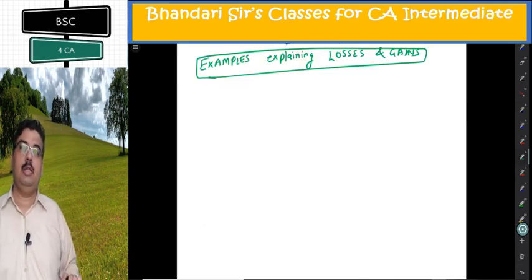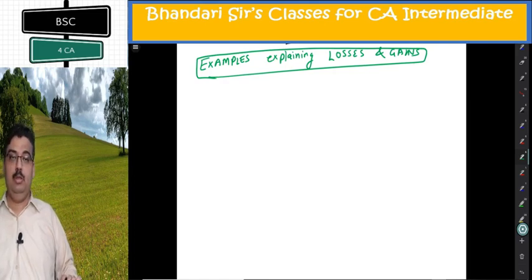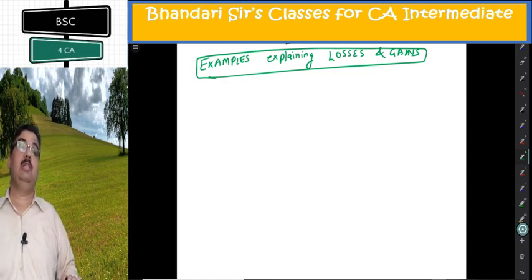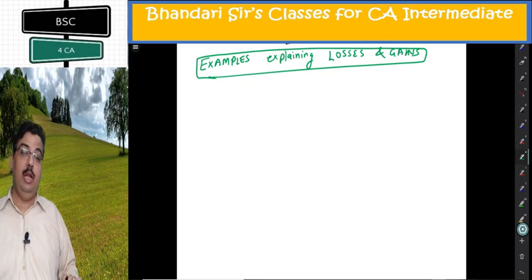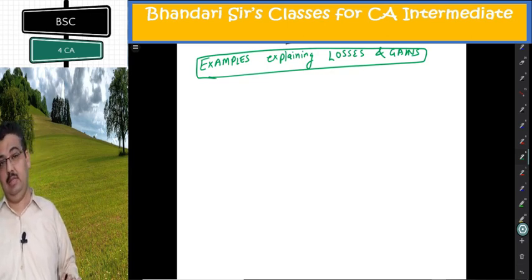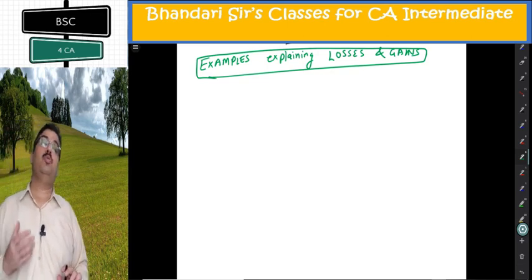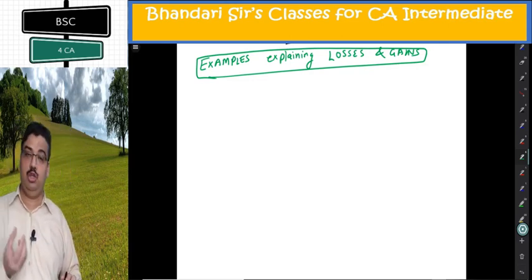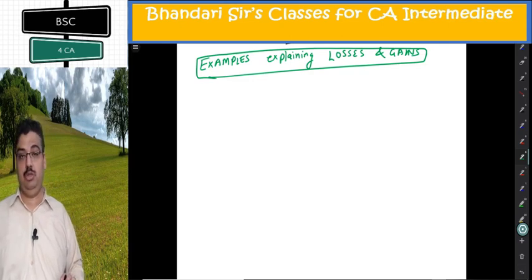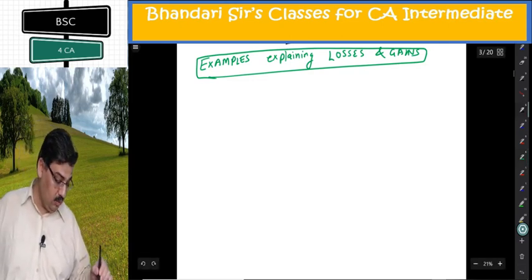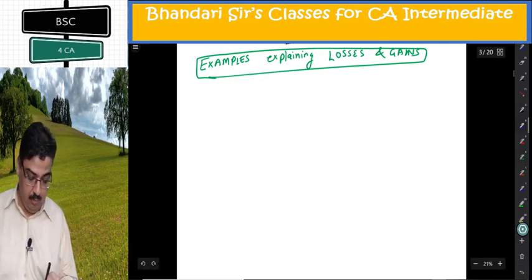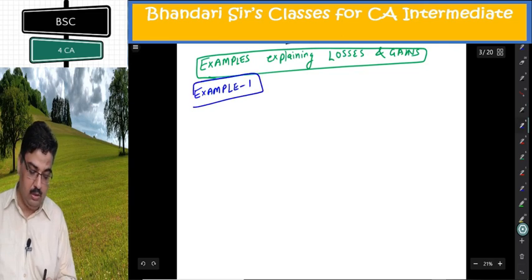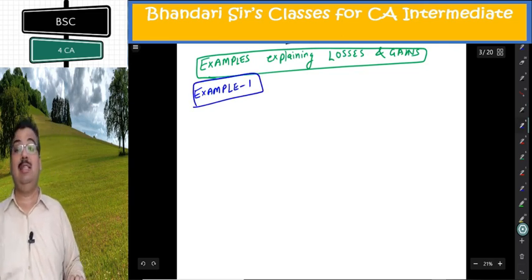Next we reach some small examples. There are 4 examples. They are explaining the treatment of losses and gains. They are again small questions which can be there in exam for 3 marks, 4 marks. Very short concept based questions. So example 1 is what I am concentrating upon from your institute module. Example 1 explains a normal loss without having a scrap value.